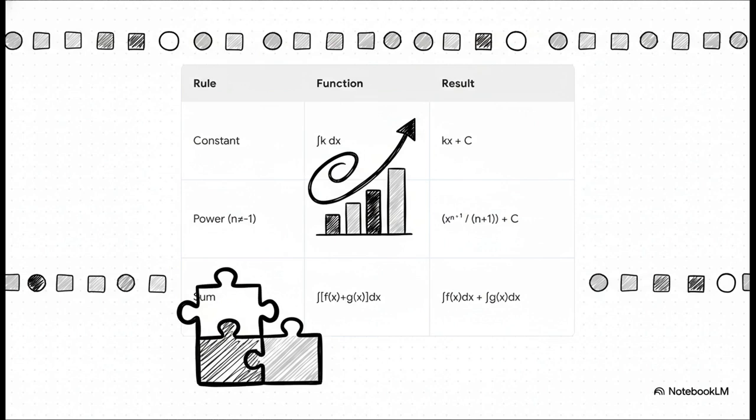Finally, we have the sum rule. This is basically our divide and conquer rule. It just says that if you need to integrate a bunch of things added together, you can just integrate each part separately and then add all the results up at the end. It's what lets us break down complicated problems into simple, manageable pieces.